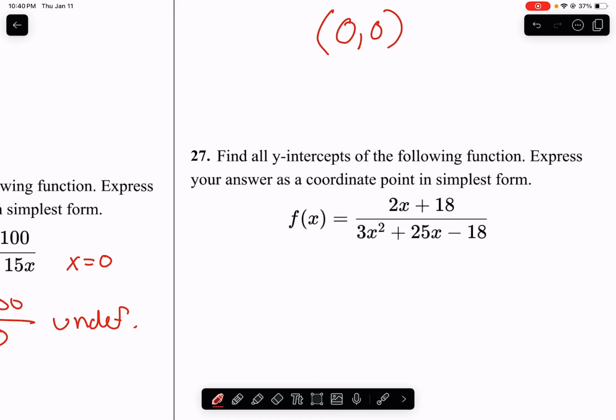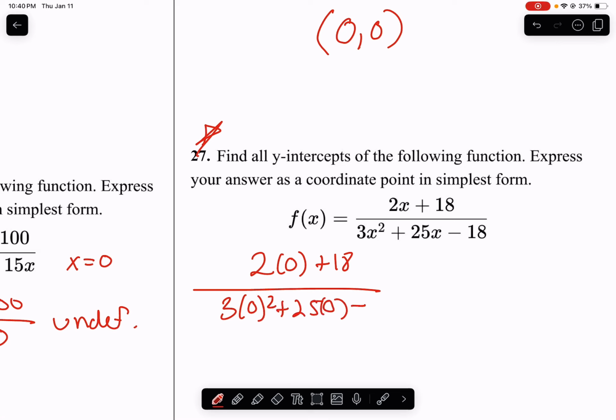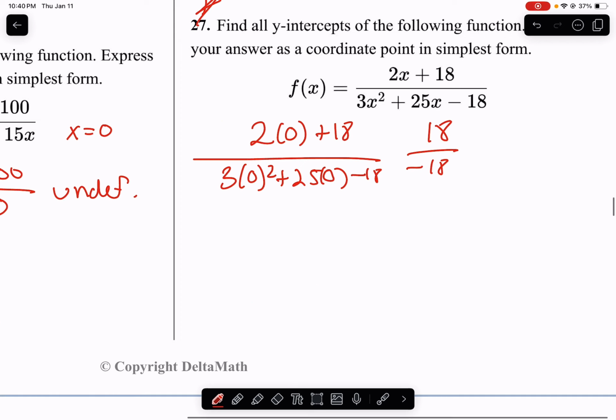All right, last one. Definitely this one, see if you can figure it out on your own. I'm going to go ahead and do it, but pause the video and see if you can find the y-intercept. So we're going to go ahead and plug in 0 for x. And you'll see we end up with 18 over negative 18. So we have a y-intercept at 0, negative 1.